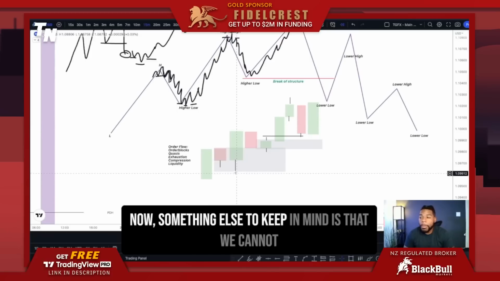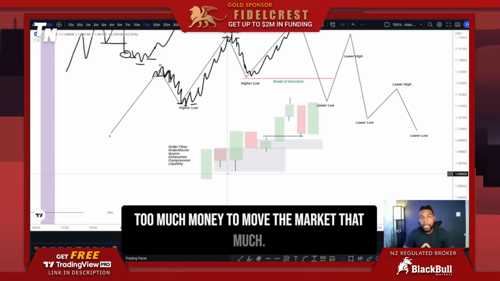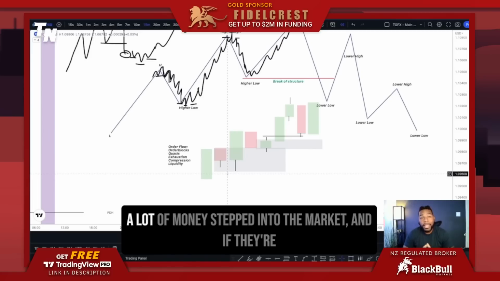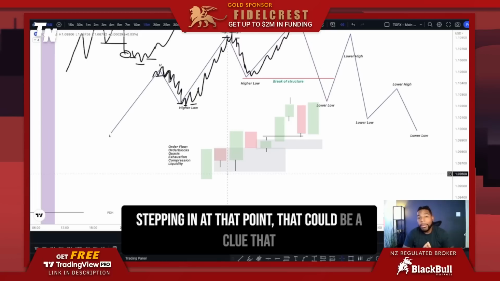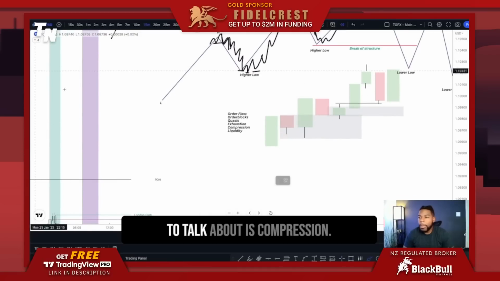Now, something else to keep in mind is that we cannot create those price points as retail traders because it takes way too much money to move the market that much. We also know that's either where banks, institutions, or someone with a lot of money stepped into the market. And if they're stepping in at that point, that could be a clue that we want to be in the market as well.